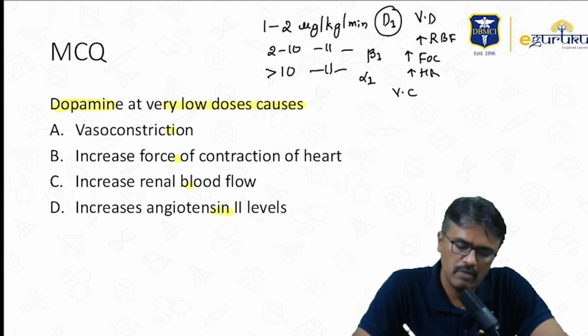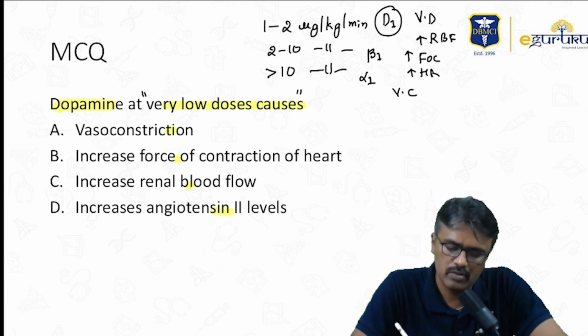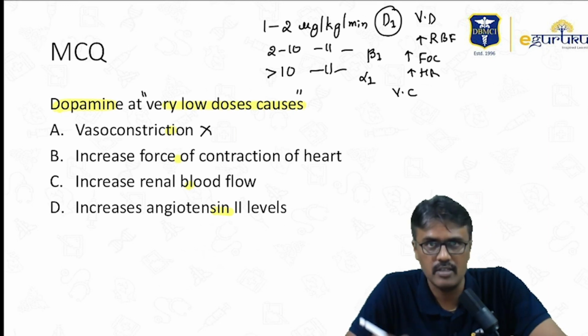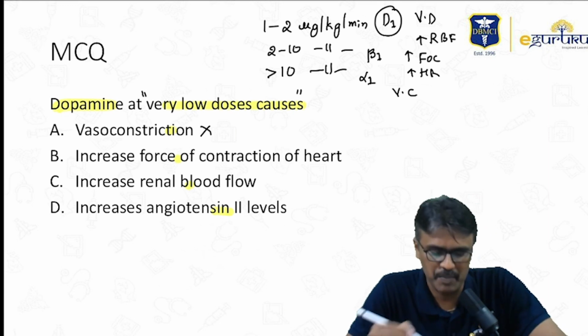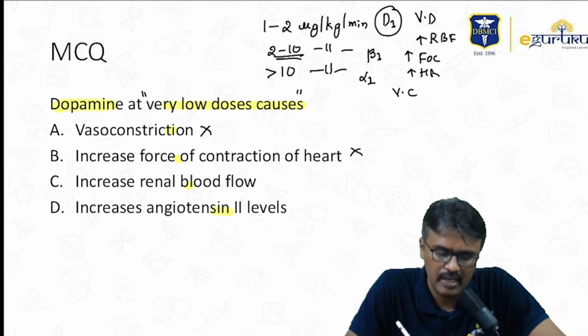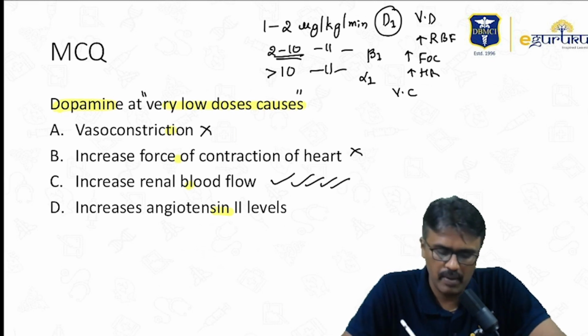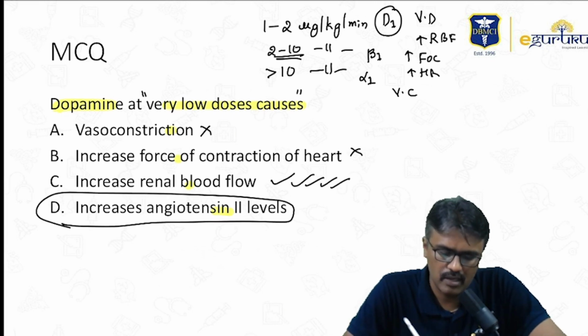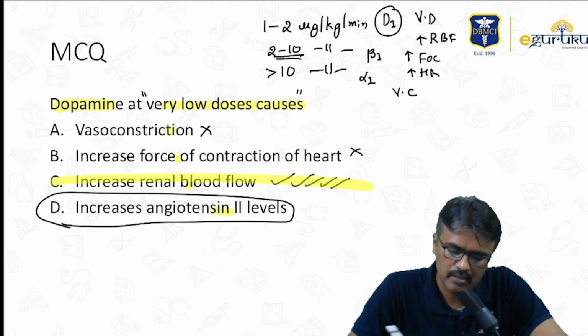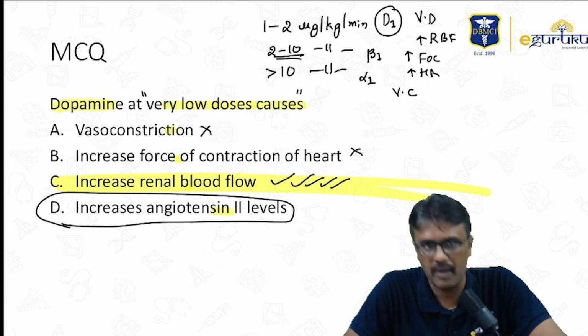Now they have asked very low dose, what happens? Very low dose, obviously vasoconstriction will not occur, which will occur at high dose, that is more than 10 microgram per kg per minute. Increased force of contraction at medium dose, so this is ruled out. Increased blood flow, that is the right answer. What about increases angiotensin 2 levels? It has nothing to do with this. So the answer is C, increases renal blood flow.